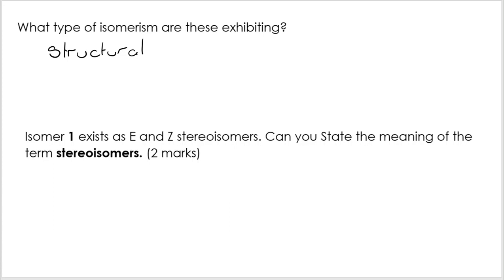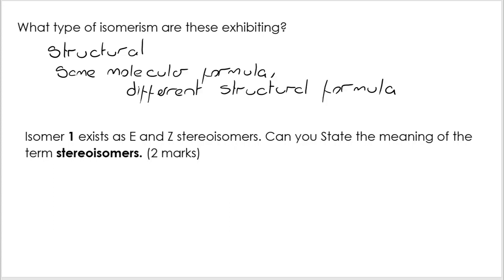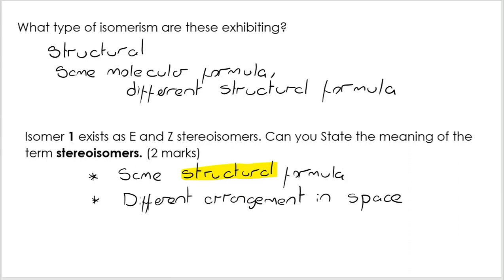What do we mean by the term stereoisomers? What we mean is, we can see there that structural isomerism is same molecular formula, different structural formula. For stereoisomerism, we start with the same structural formula. So the structural formula is identical. So we've then got to remember what's different. And there's different ways you can say this. You can talk about there being a different arrangement in space or a different spatial arrangement.